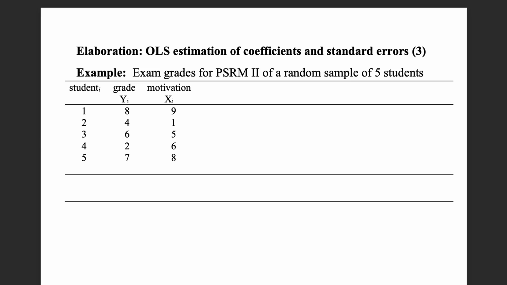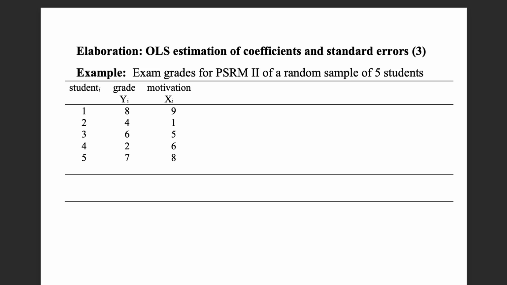So we have 5 students. We have student 1, student 2, student 3, 4, and 5. And we have an observed grade for each student on the exam for PSRM2. Yeah, so 8, 4, 6, 2, and 7. And let's say that I have, during the course, sent out a questionnaire survey to all the students. And for this sample of 5 students, they actually filled in a questionnaire survey.